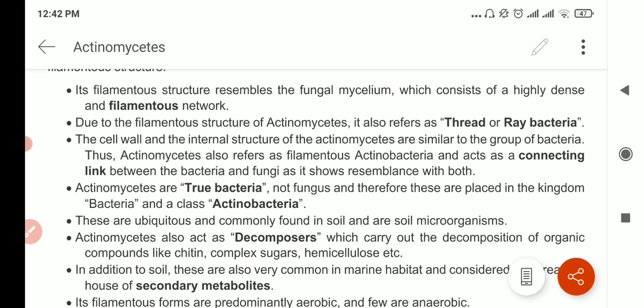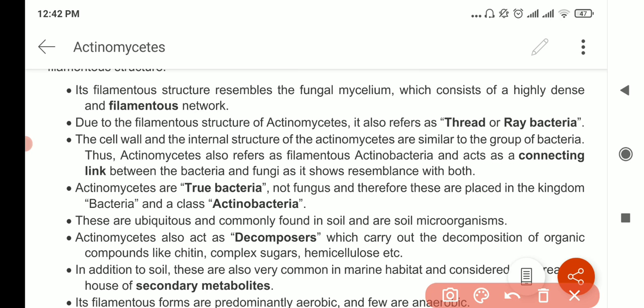The cell wall and internal structure of the actinomycetes are similar to bacteria. Just by looking at them, they look like they have fungal hyphae, no? But we cannot judge a book by its cover. When they studied the cell structure, they realized they have a structure similar to bacteria. Not just similar, they are complete structures of bacteria. Because they look like fungus and act like bacteria, they are in between, so they can be a connecting link between fungus and bacteria.